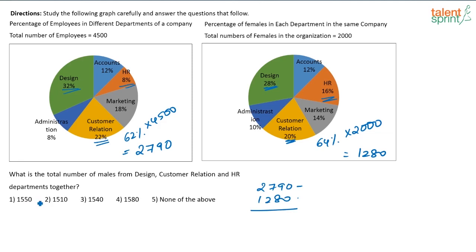1510. Option 2. See, 62% of 4500, right? So 60% of 4500 is 2700. So 62% will be 2700 plus 90, or 2790. Similarly, here 64% of 2000 is easy. 64 into 2, 128, or 1280. Find the difference, that will be your answer. 1510. Got it?